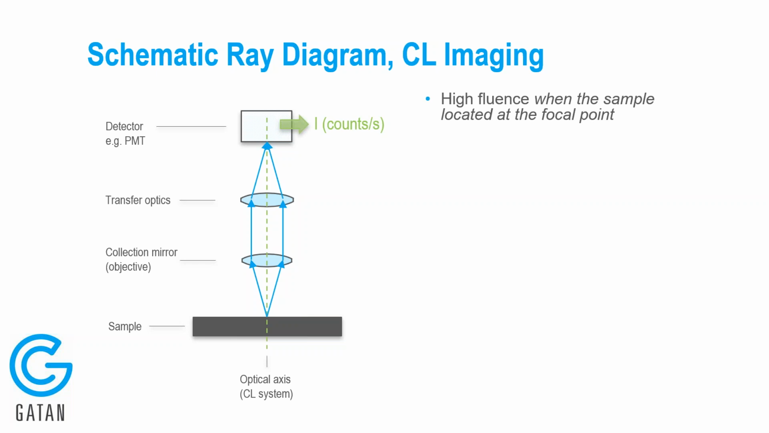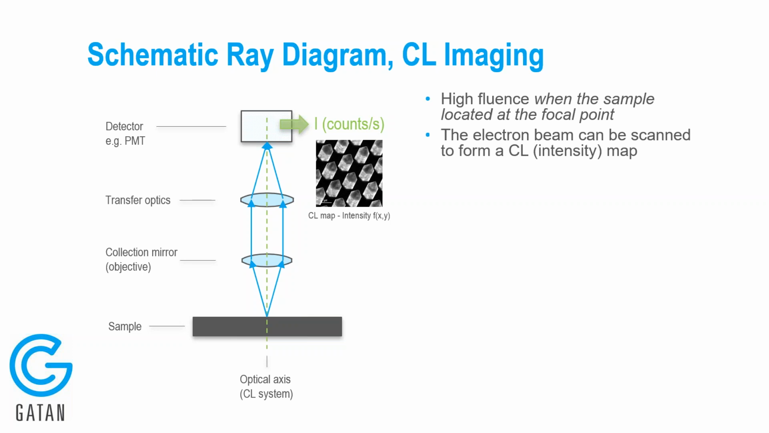Our detector then puts out an intensity measurement or counts. So we can detect the number of photons per second being emitted from this point on your sample. We would then scan the electron beam to form a CL map, either a total intensity, unfiltered CL map, or a wavelength filtered map, depending on the transfer optics and the way that you analyze the light in your detector.